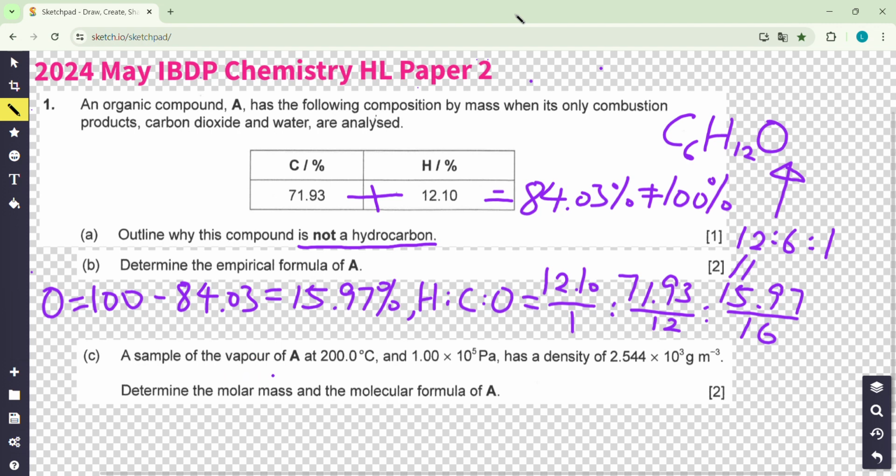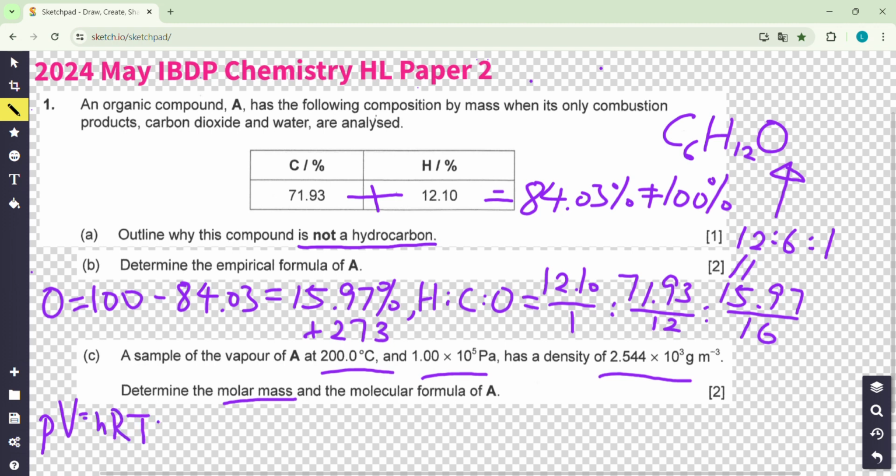Part C. A sample of the vapor of A is at this temperature. Remember the 273, okay? Always this trick, okay? And it has a pressure and a density. Then what do you want? I want to find out the molar mass. How to find molar mass? At first, if you really have no idea, just start with the equation, PV equals nRT, and see what you have.